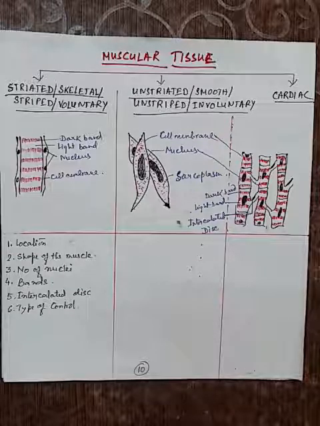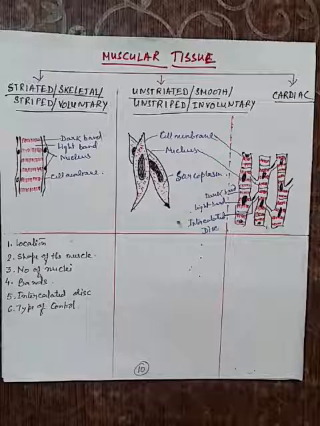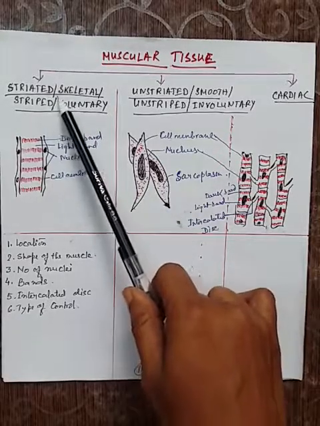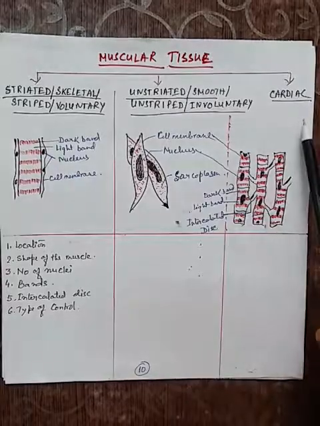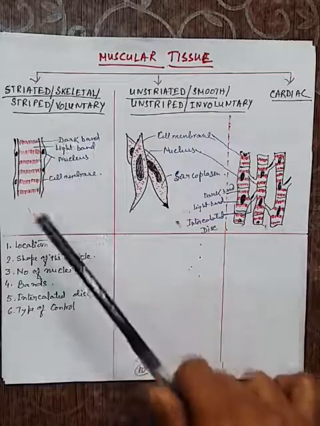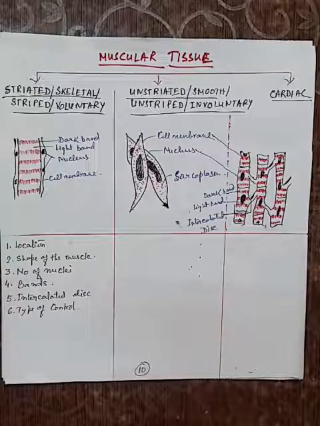They form the muscles of our body, and two special features of the muscles are they can contract and relax, and also they help in movement and locomotion of our body. Three types of muscle tissues are there. One is striated, another one is unstriated, and the third one is cardiac. So let us discuss these three different types of the muscular tissues.